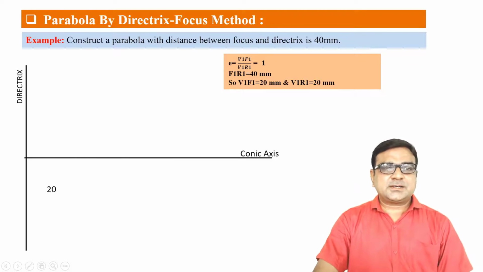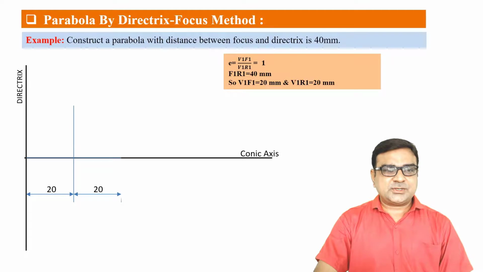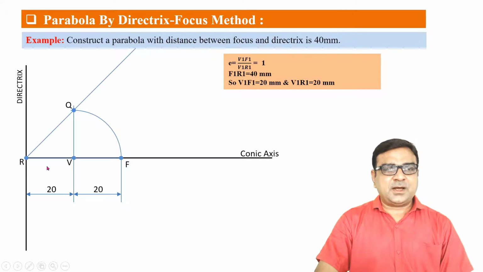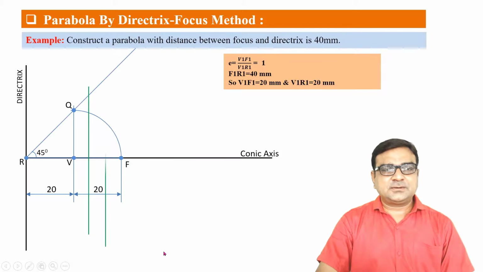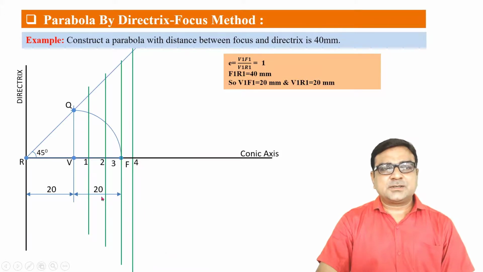So directrix and conic axis, 20 mm, 20 mm, R, V, F. Now with V as center and VF as radius draw an arc R, and draw a line from R passing through this point which is Q. So here this angle is always 45 degrees. On the right side of V, number of points 1, 2, 3, 4, 5 and A, B, C, D.